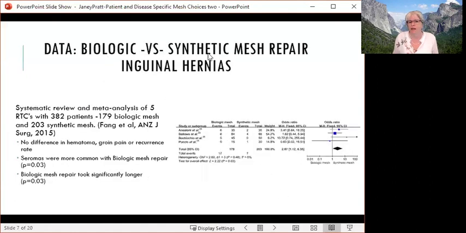If you look at biologic versus synthetic mesh for inguinal hernias, there was a systematic review of this with a meta-analysis of 5 randomized controlled trials looking at 382 patients. 179 received biologic and 203 received a synthetic mesh. This was done in 2015 by Fang et al. And there was no difference in hematoma, groin pain, or recurrence rate. Seromas were more common with biologic mesh repair, and biologic mesh repair took significantly longer.